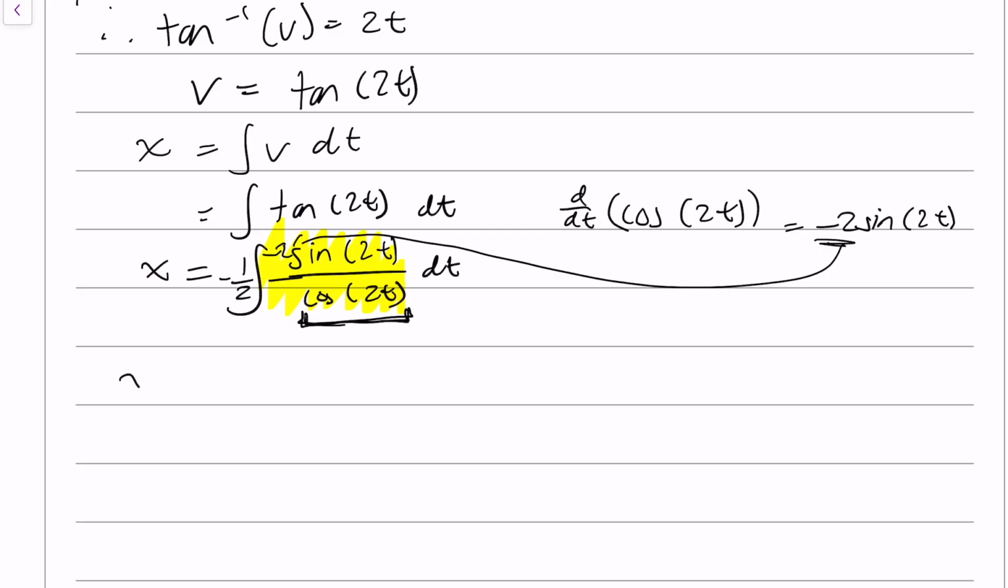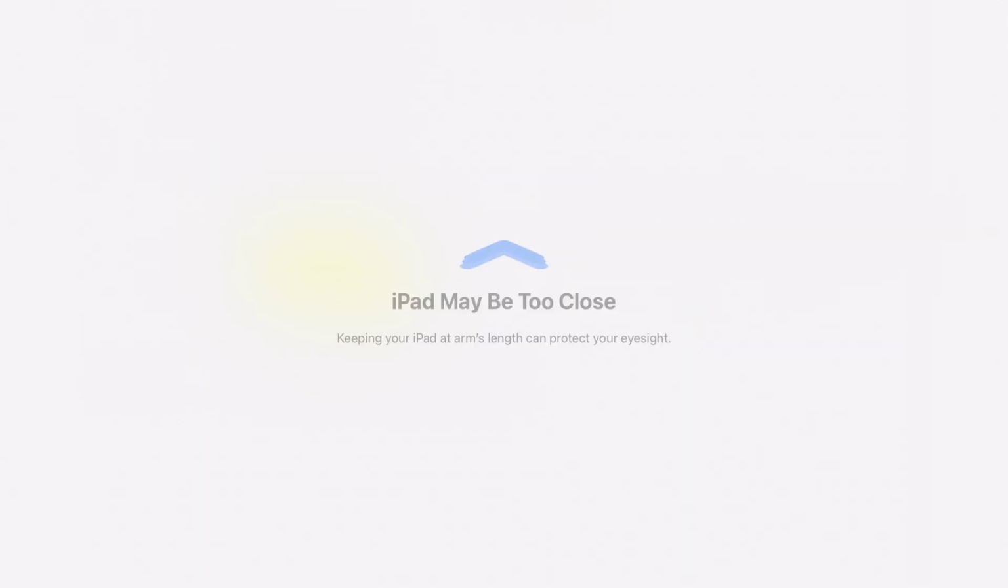So x is going to be equal to -1/2 ln of that cos function in absolute value symbols, plus c. If that's difficult to understand, then maybe try differentiating it again.